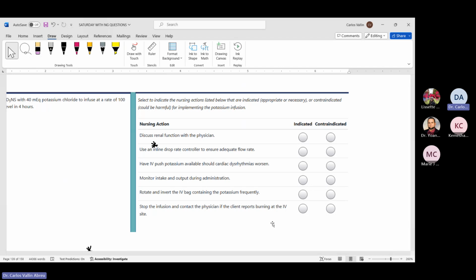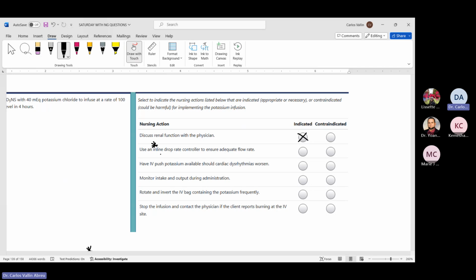Okay, so to decide if it's indicated or contraindicated. Discuss renal function with the physician. Of course, that is indicated. This patient is at risk of prerenal renal failure because of the dehydration.